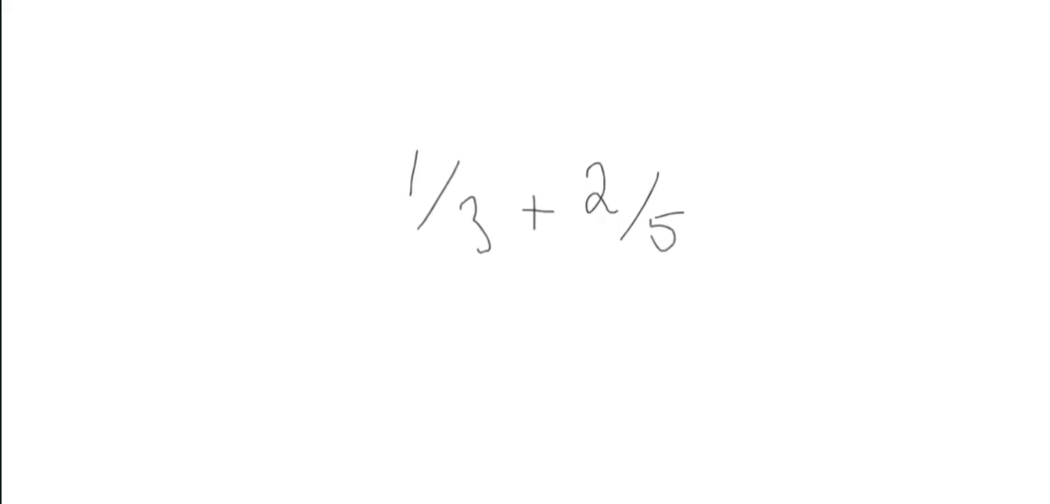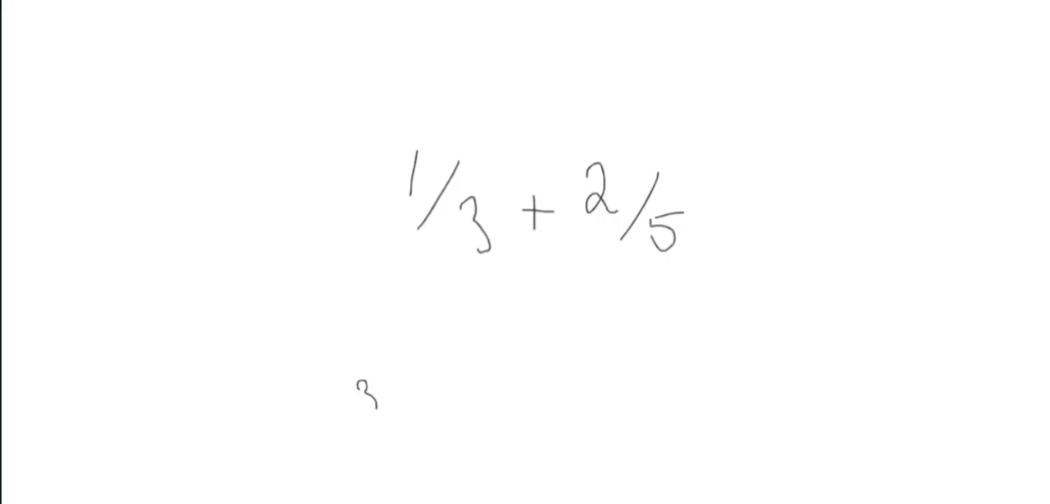And to make the denominator the same, we need to find a number that is both in the 3 and 5 times table. The denominator or the numerator? Denominator. Okay. So we need to find a number that's in both the 3 and the 5 times table.